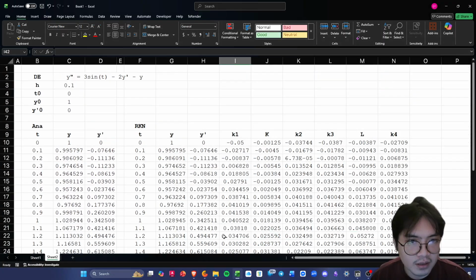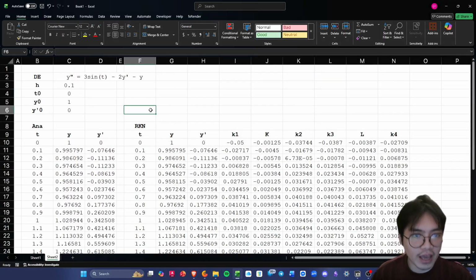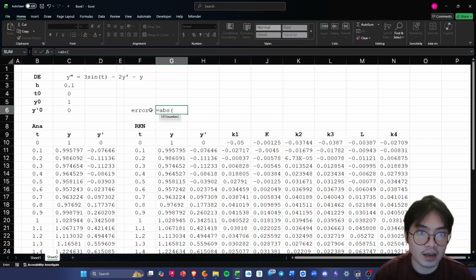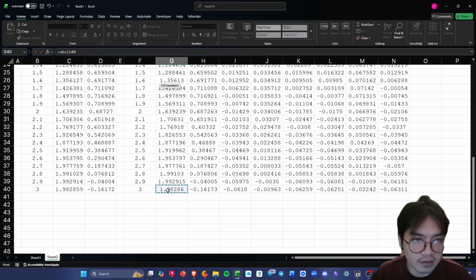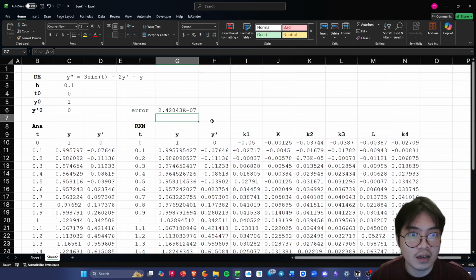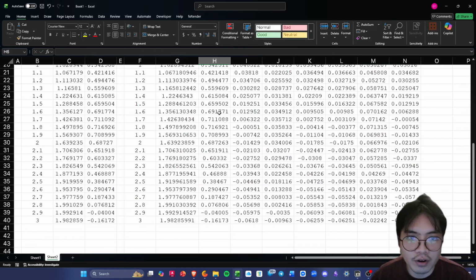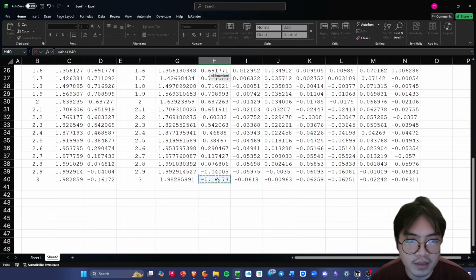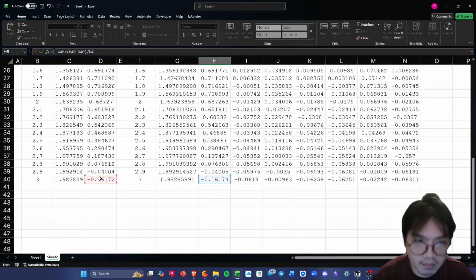Okay. See our values. Let's see our error for y. We will have the absolute value of y here minus here, divided by C40. And then you will have your error in the y prime in here. Let's see our error in the y prime: this minus this divided by this.